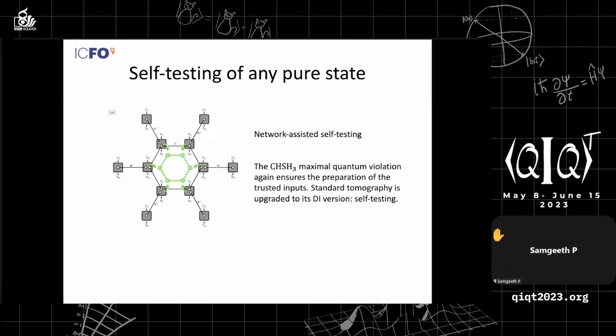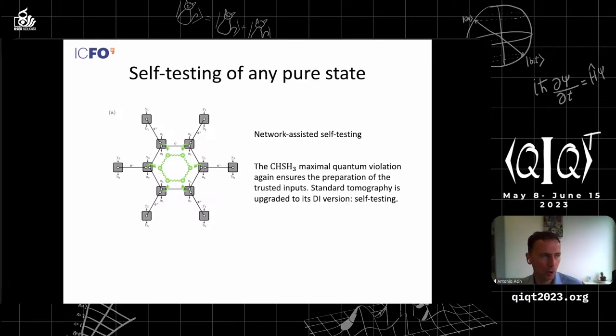I've heard that there are other types of inequalities like Hardy nonlocality and such. Can we use those to self-test states that maximally violate those inequalities? Sure. All the idea of self-testing is: tell me the state you want to self-test, and I have to find the Bell inequality whose maximal violation self-tests this state.